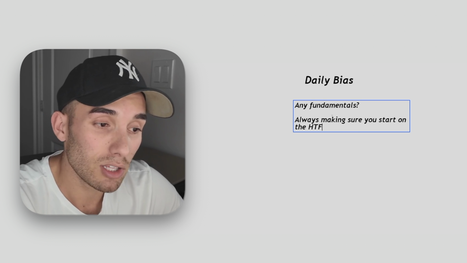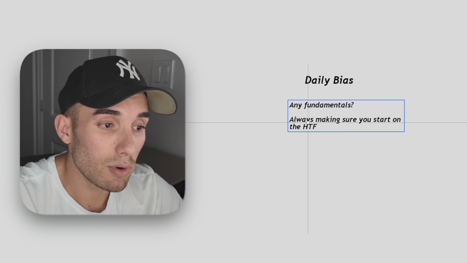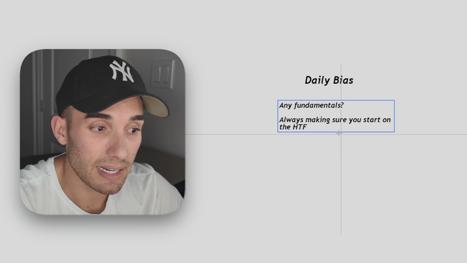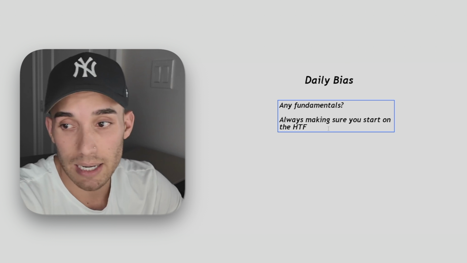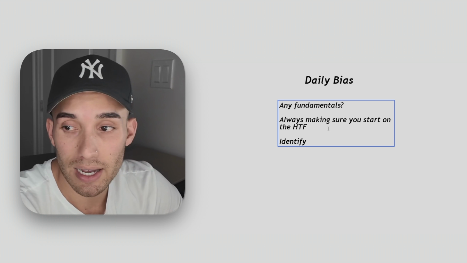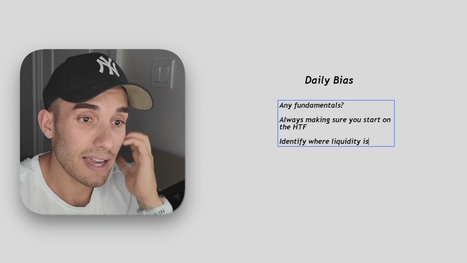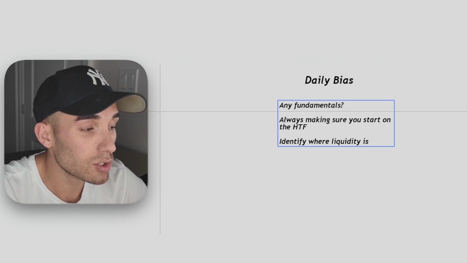We can make separate videos on this in the future, but something you need to keep in mind is if you don't know where price is heading on the higher time frames, do not head to the lower time frames. So that would be my second step to finding my daily bias, is making sure I start on the higher time frames. Now, what do I do on the higher time frames? We have to identify where liquidity is. Now, what do I mean by that? That could be in the form of any sort of liquidity, right?